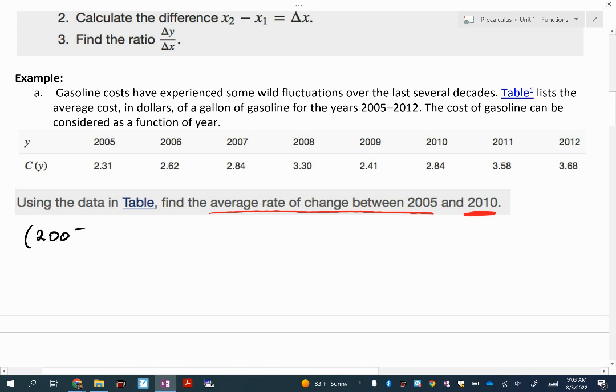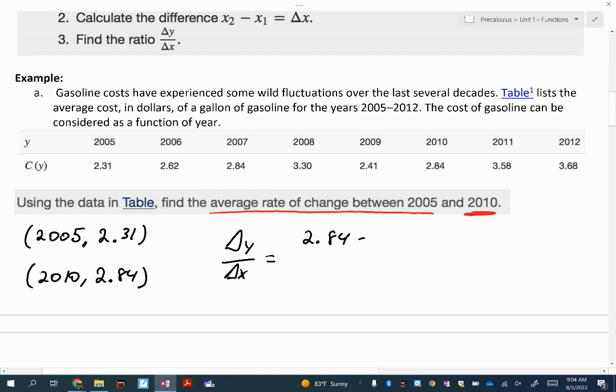Well, I know my x value is going to be my years. I'm going to use the table to find the average cost in dollars of gasoline at those years. So in 2005, it was $2.31 on average, and in 2010, it was $2.84 on average, just pulling those from the table. To find our average rate of change between these 2 years, I'm going to do the change in my y over the change in my x values.